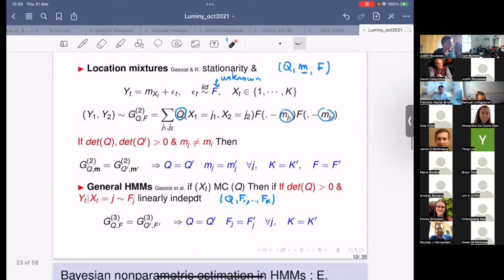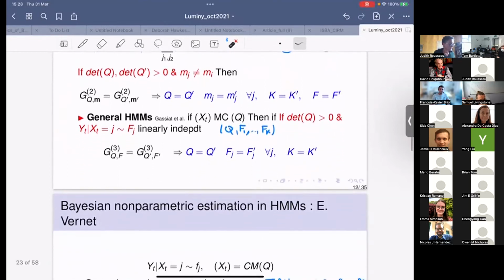And that's for a specific model. And then later on, Elizabeth, Garcia, and some co-authors proved that it's more general than that. If you have a general hidden Markov model, as I wrote before, so XT is finite state space, it's a Markov chain with transition matrix Q. YT given XT follows the distribution Fj if XT equals j.